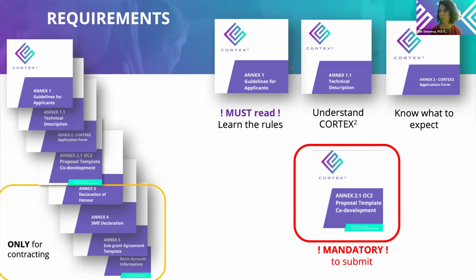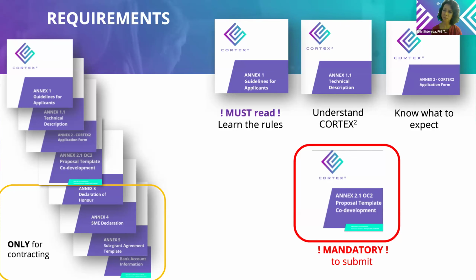The fourth and final document that you need to apply is Annex 2.1, which is the proposal template for code development. This is the document where you will be filling in your proposal. Once this is ready, you PDF the document and you upload it as part of your application form on the F6S page.